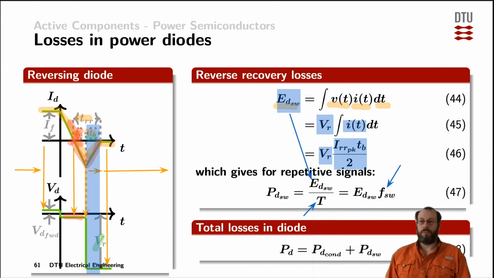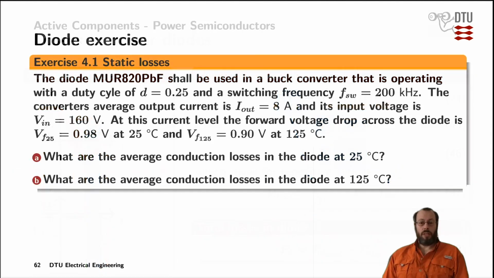Finally, we have the total amount of losses in a diode, which is simply the sum of the conduction losses from the previous slide and the switching losses from this slide. Now, putting all these effects together, putting some numbers on it and applying it to a buck converter is the content of this exercise.